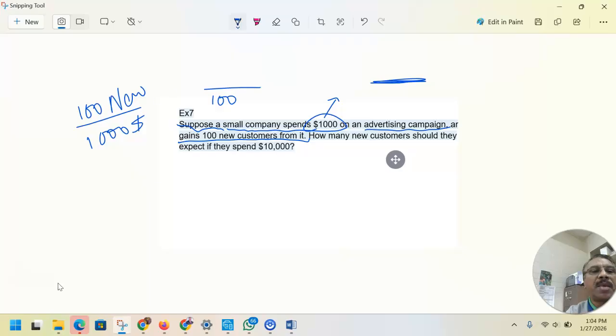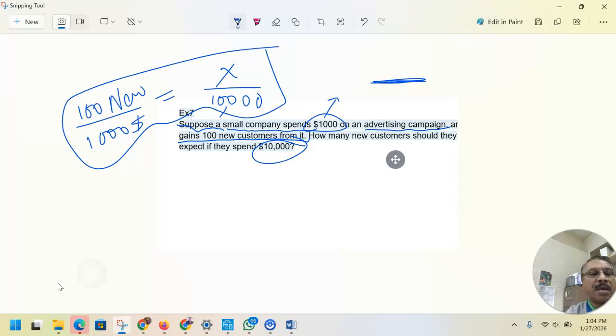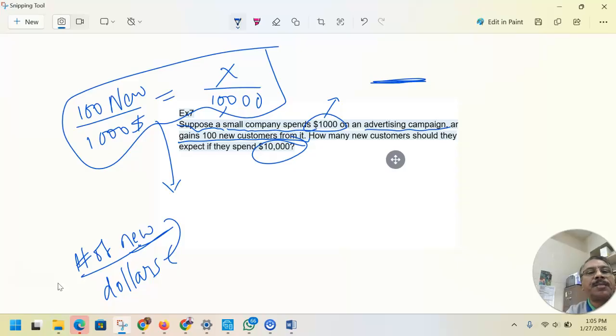Does that mean that by spending $10,000, so what will be the X? This is how the setup is done, by taking the ratio of dollars and the number of new customers. So the question is, are the new customers really proportional to the money spent? If you work this out, it looks like 100 over 1,000 equals X over 10,000.